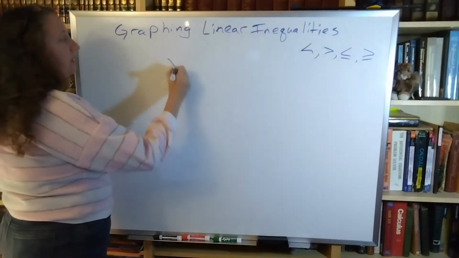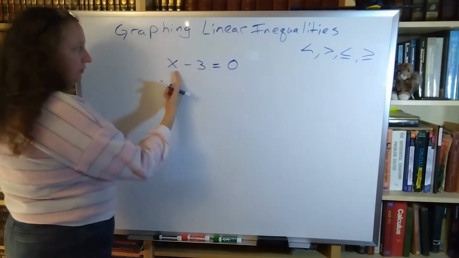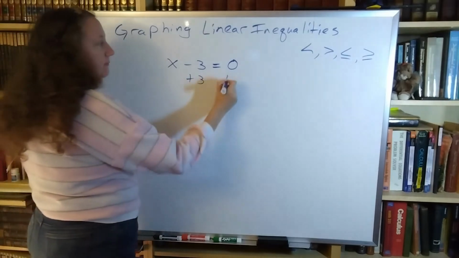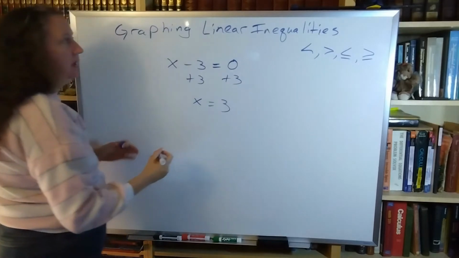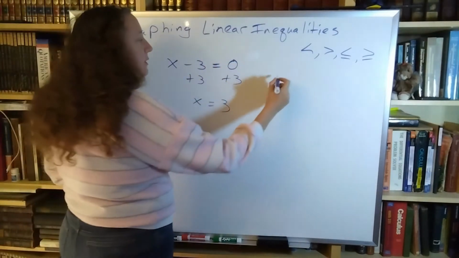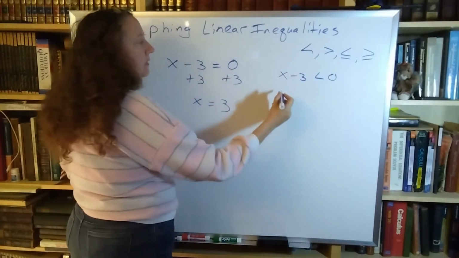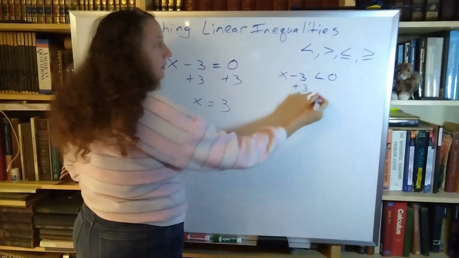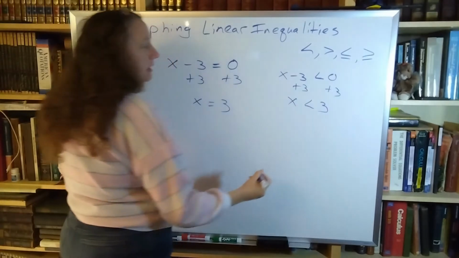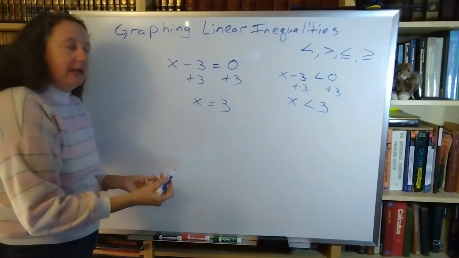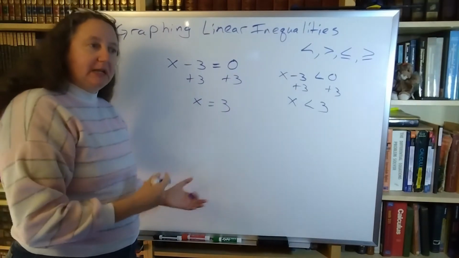So if we had x minus 3 equals 0, to solve for x, we would add the 3 to the other side, and we would have x equals 3. But with an inequality, if we have x minus 3 is less than 0, we still would do that, add the 3 to the other side, and we have x is less than 3. So it's the same thing there. The only difference comes in when you're dealing with negatives and multiplication.